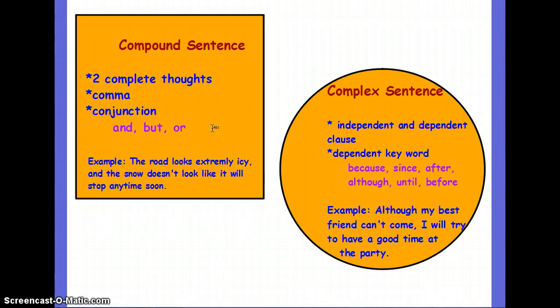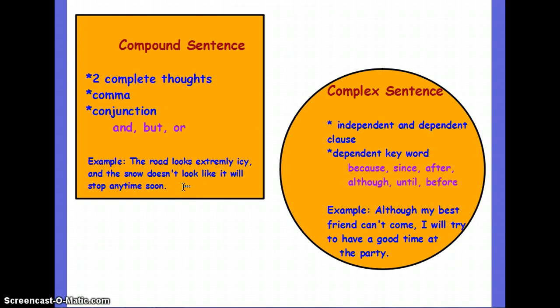So, a compound sentence is made up of two separate parts, a part with a subject and a predicate, then a comma, then a conjunction, and then another part with a subject and a predicate. So a compound sentence takes two thoughts and joins them together. An example is seen right here in blue.